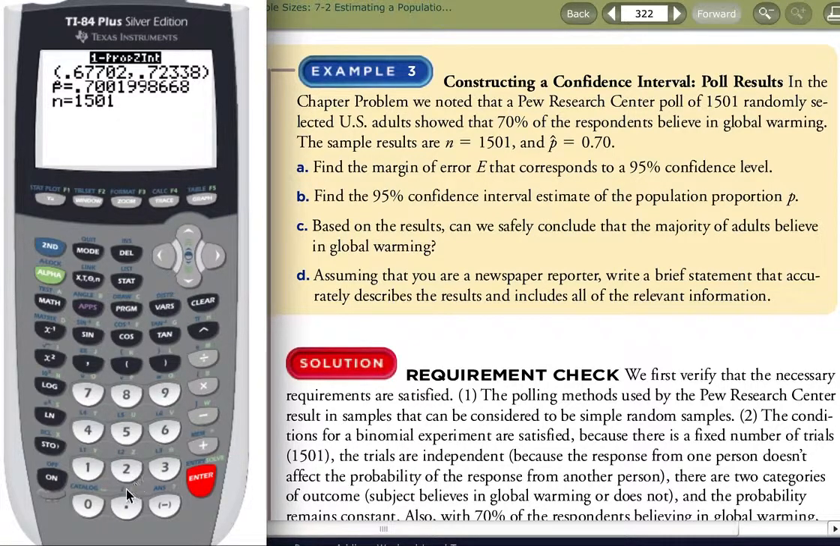So in this case, I'm going to take the 0.723, subtract off the 0.677, hit enter. I get 0.046 is the width of the interval. If I divide that by 2, I get a margin of error of approximately 0.023 or 2.3%.